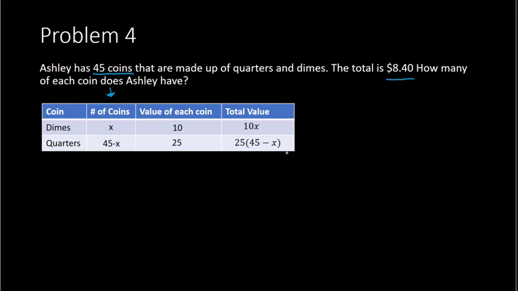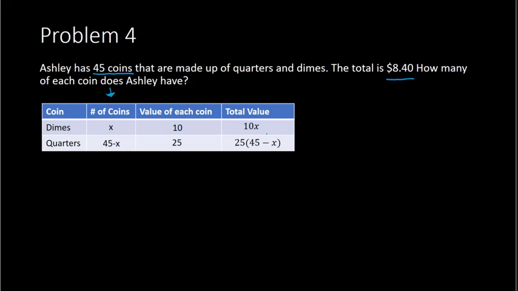So this table is a little more difficult because of this first column right here. And then because of this first column, we now have this expression for the quarters. And when I solve this in a minute, it's going to be more difficult because I need to distribute first.